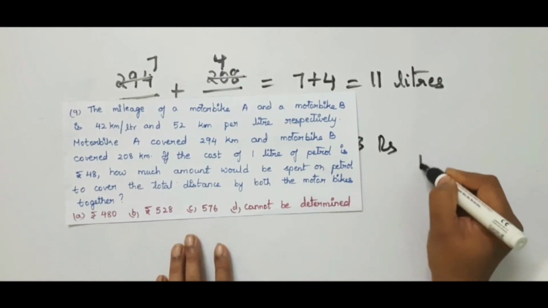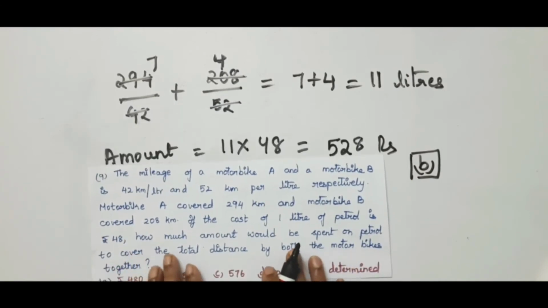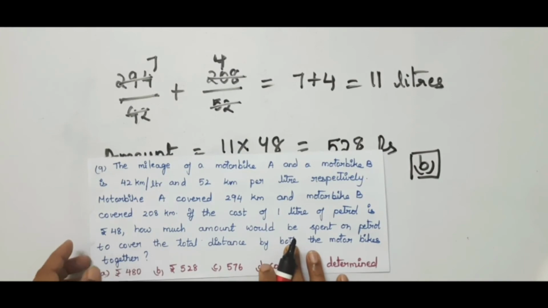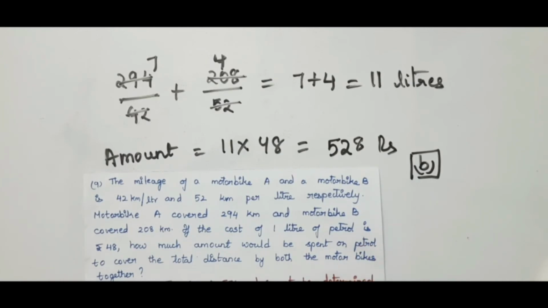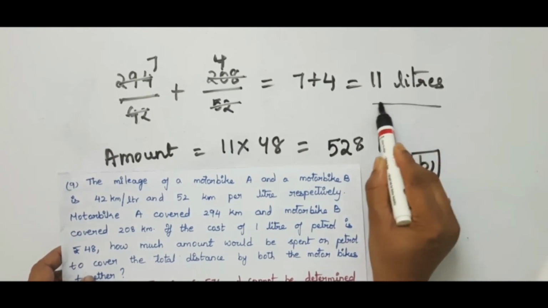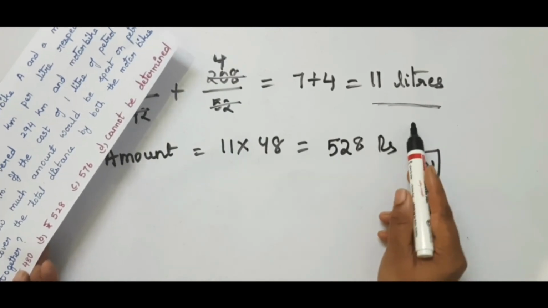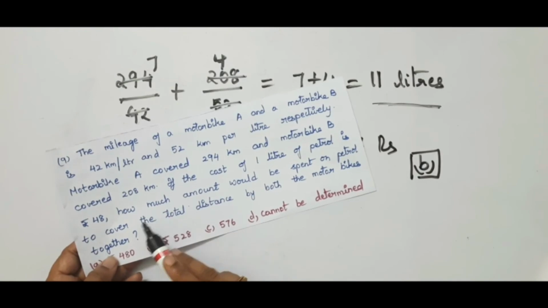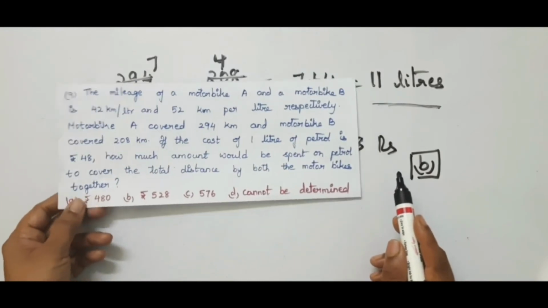It is option B. So when they give the distance of each bike and the mileage of each bike, we first find the total petrol used by them. Once we get the total petrol used, we can easily calculate the amount they have spent on petrol. The total petrol which they used to cover the distance is 11 liters. I simply multiply the amount of petrol into the cost of 1 liter, which is 48 in this problem, and finally I got 528. In this way you have to solve this type of problems.